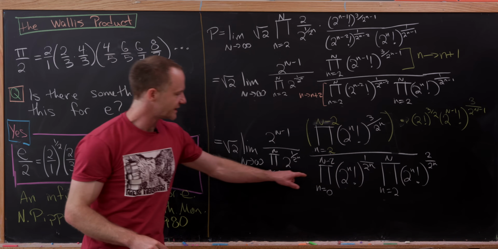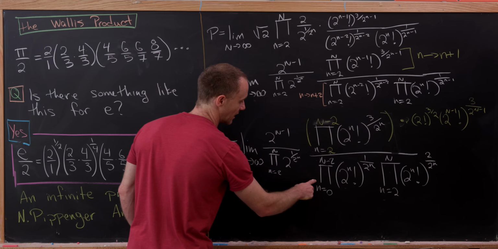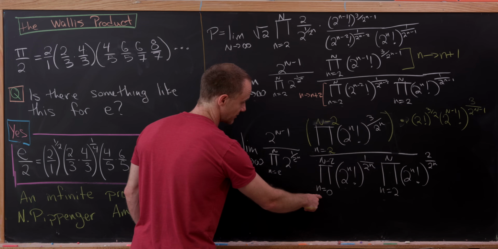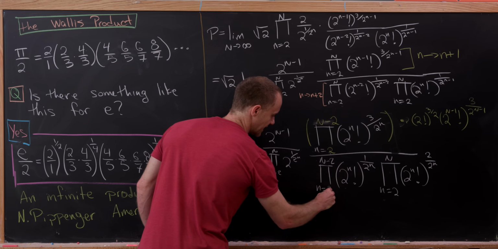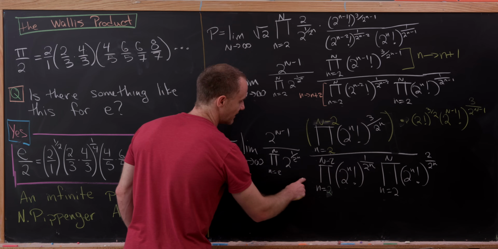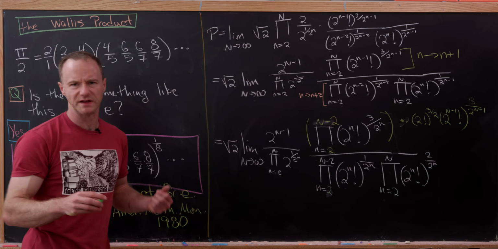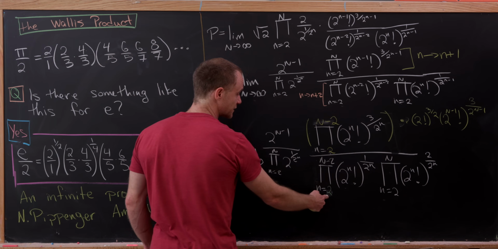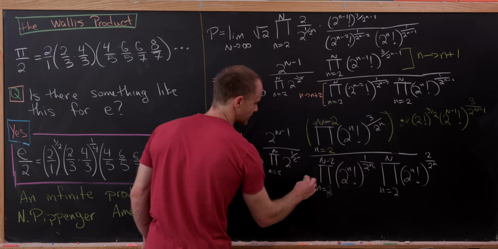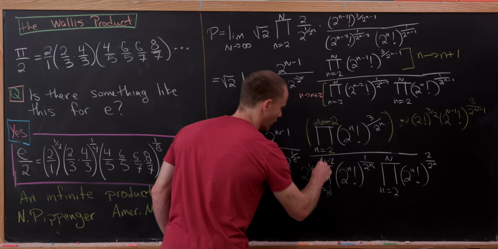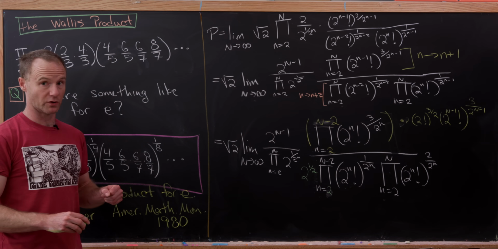Likewise, we need to take 2 terms out of this product as well: the n equals 0 term and the n equals 1 term. We'll make this start at n equals 2. The n equals 0 term is 2 to the 0, which is simply 1, so we don't need to worry about that. The n equals 1 term is 2 to the 1 factorial to the power 1 over 2, which is simply 2 to the 1/2. So that's the n equals 1 term, and we pulled that out.